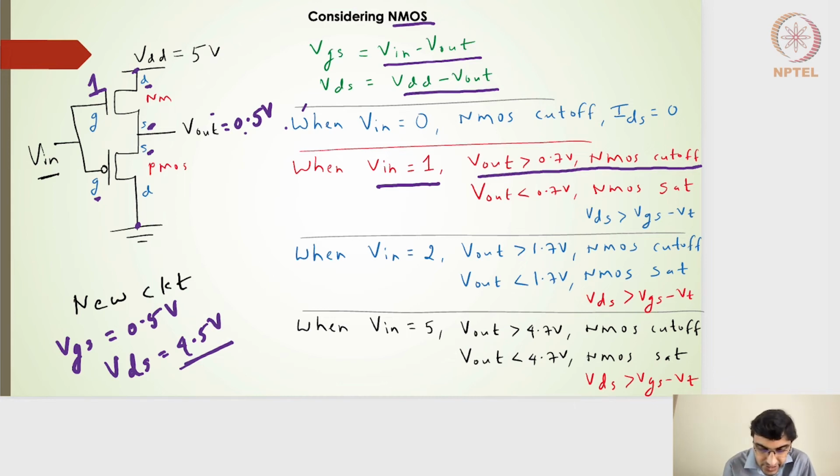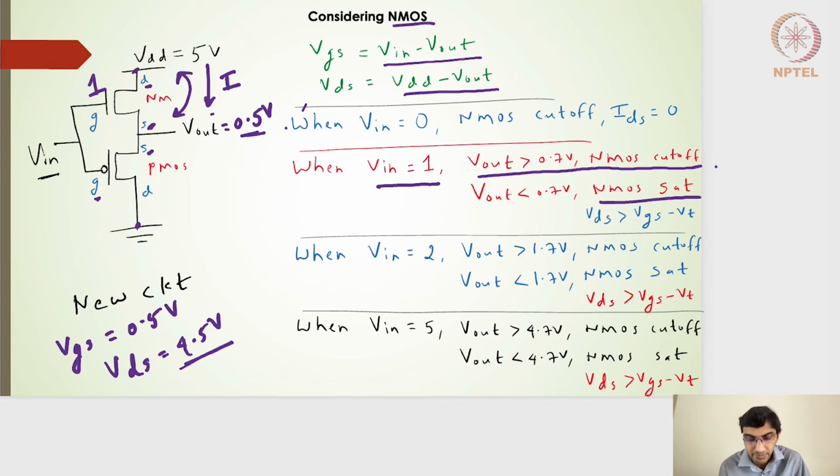So no matter what the output voltage is, if it is less than 0.7 volts, the VDS of the NMOS transistor will always be much higher than VGS minus VT, and hence the current for the NMOS transistor will always be in saturation. So I'll have to write the saturation current equation, right? So this will be the NMOS in saturation. If the Vout value is greater than 0.7 volts, the NMOS will be in cutoff.